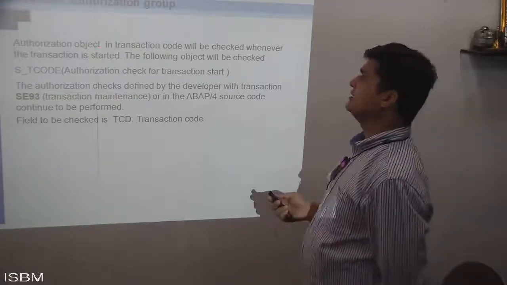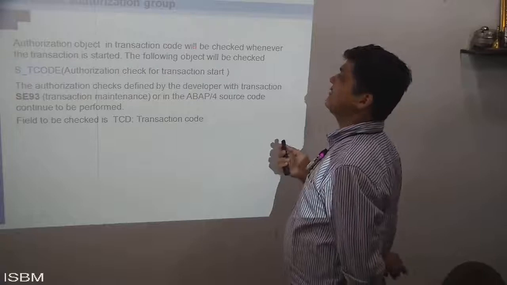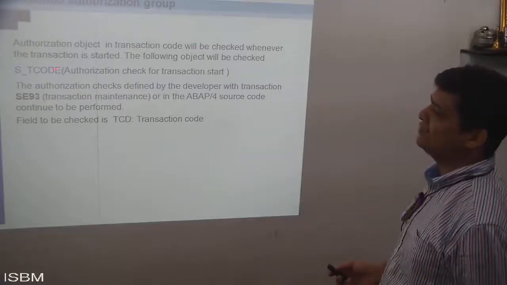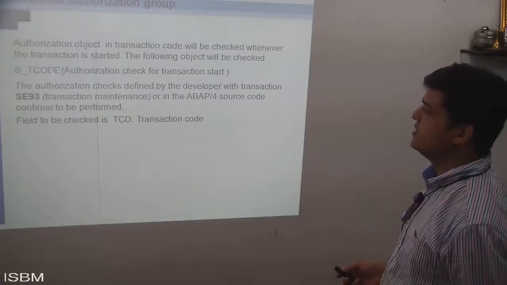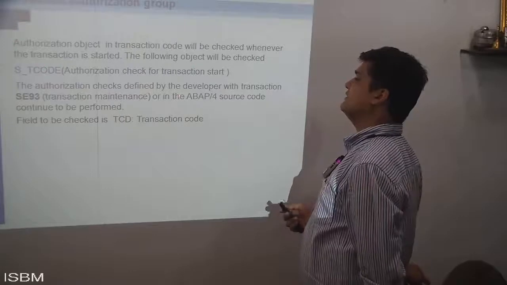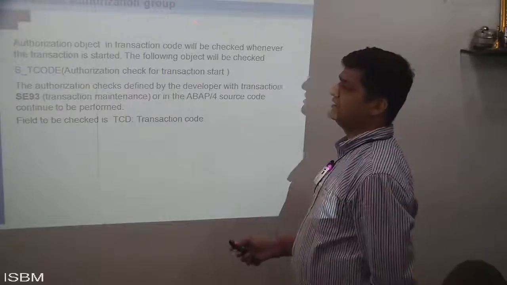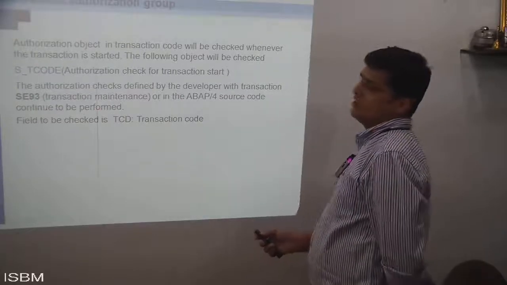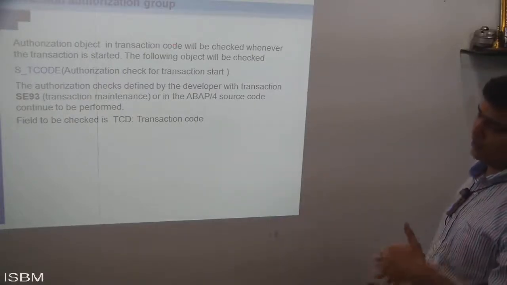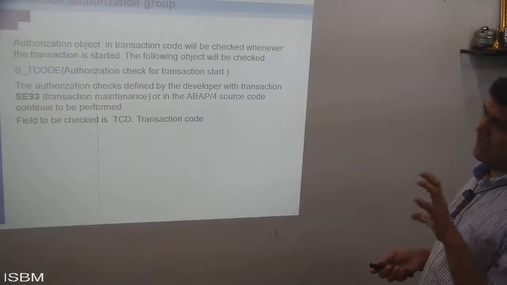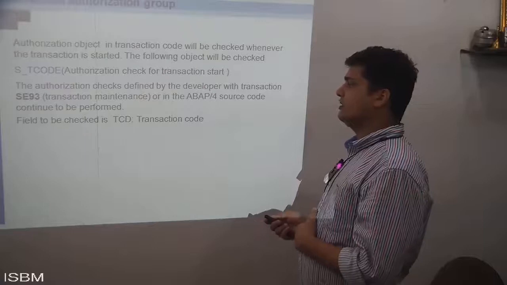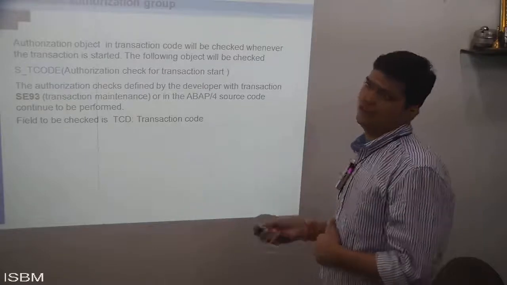The authorization object for a transaction code is checked whenever a transaction is started. The following object, S_TCODE, is basically what we check to see whether a transaction may be started. The authorization check is defined by the developer with transaction SE93. So in SE93 we can go and check that, or we can check the role provided to everyone or to some specific person for the transaction. The field to check is TCD, which stands for transaction code.